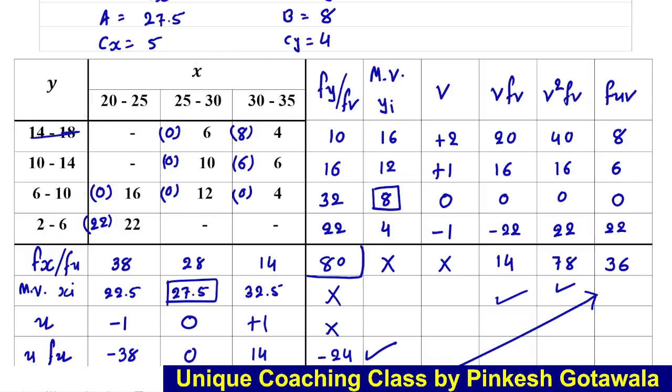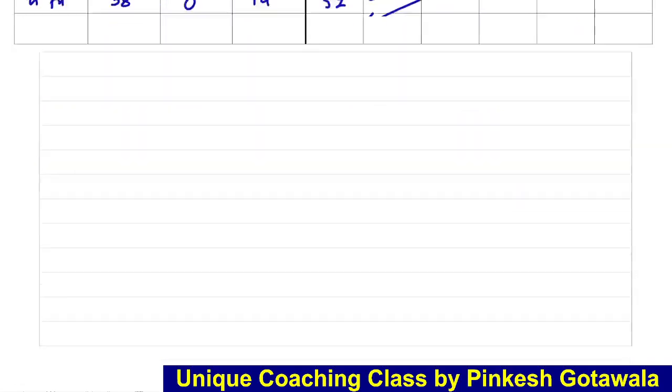Suppose in this question they give the mid value instead, meaning this. The mid values are 16, 12, 8, 4. Look at the difference between the mid values: 16 to 12 is 4, 12 to 8 is 4, 8 to 4 is 4. And the actual difference is the same, 4. So we can also find the difference from the mid value, and we can get the value of c.